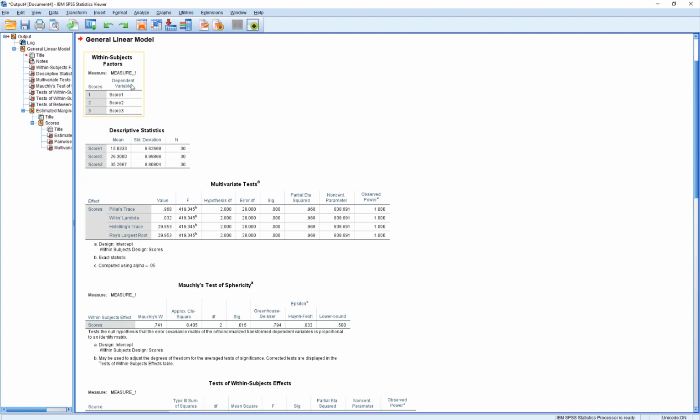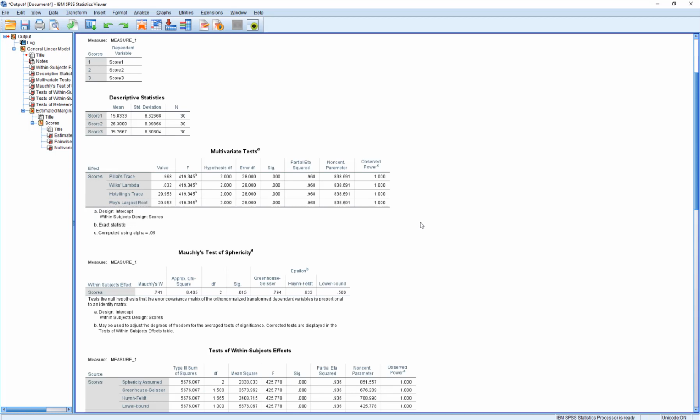The first table shows us which within subjects factors we used. We used scores 1, 2, and 3, score 1, score 2, and score 3. The descriptive statistics table tells us the mean of score 1, the mean of score 2, and the mean of score 3. Next is their standard deviation, followed by the number of participants within that variable. Because we only have one variable here, we don't need to worry about the multivariate tests. However, if you have more, you will see them displayed right below, and you'll want to focus on Wilks' Lambda. That is the most popular of these 4.